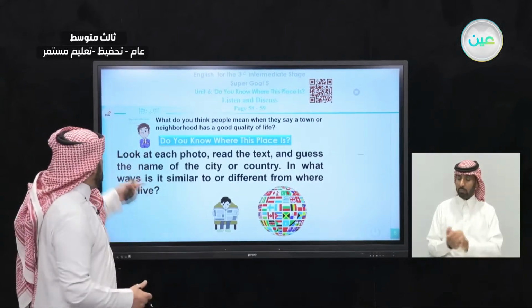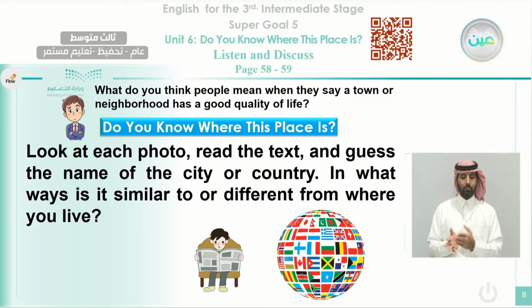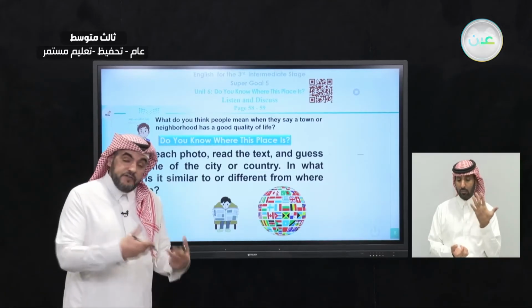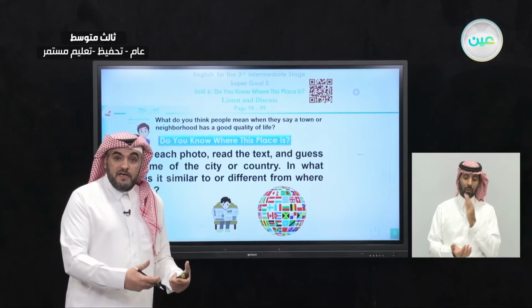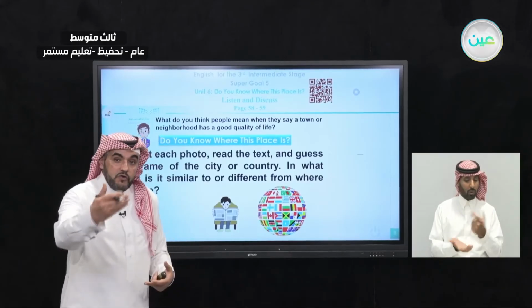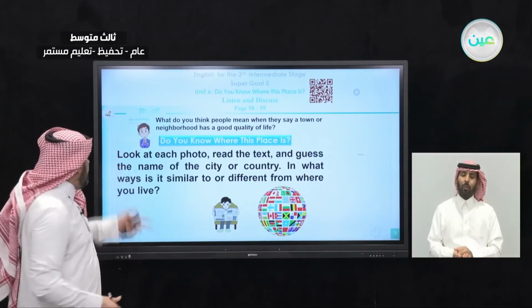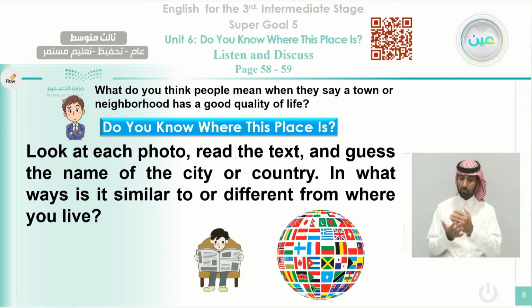You hear about that. Okay, now this is the title of the reading. Do you know where this place is? So here you need to think and find out the name of each place that we're going to talk about in 5 sections, 5 slides. Each slide has some information about a city, and your role is to find out what this city is. Okay, look at each photo. There are some photos, as you can see here. Read the text and guess the name of the city or a country.